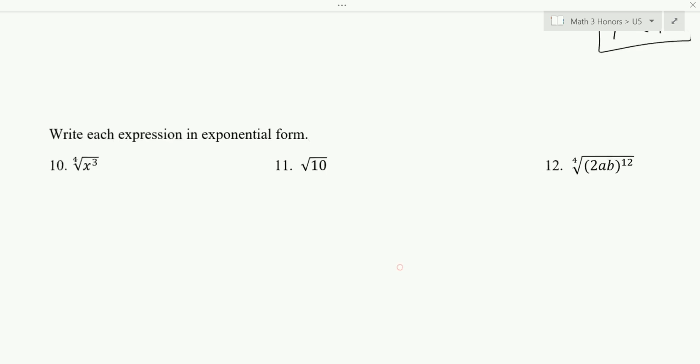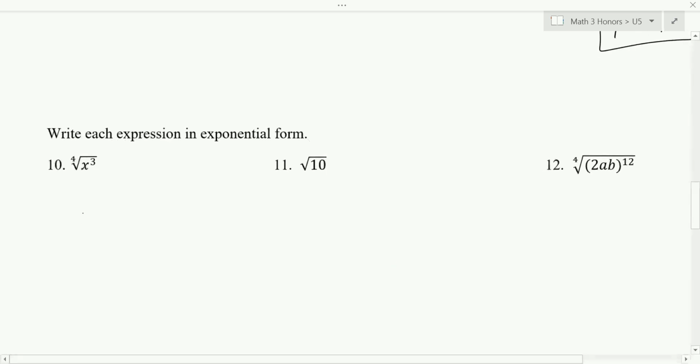Luis, what would the answer to 10 be? Yeah, number 10. X to the what? 3/4. Good. Okay. Number 11. 10 to the 1/2. 12.